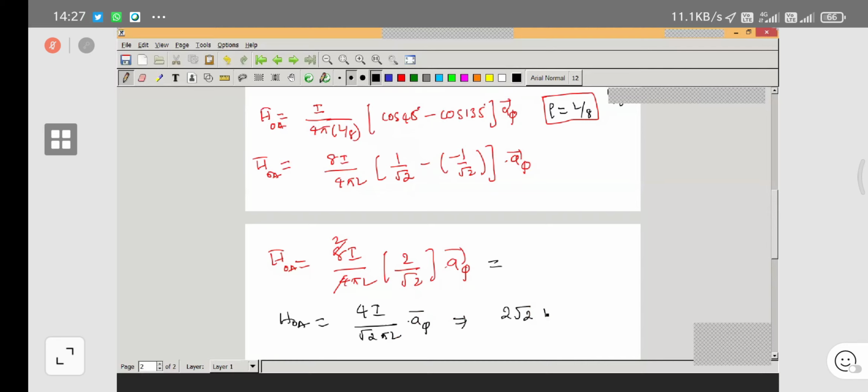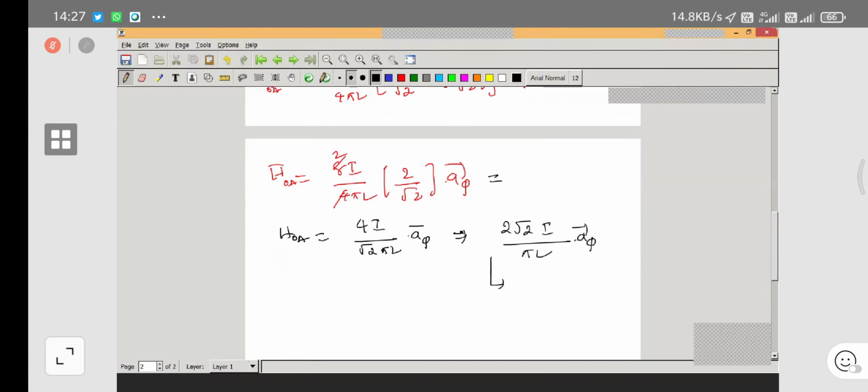H OA is nothing but the field due to 1 by 4th of the square wire, due to one side of the square wire.